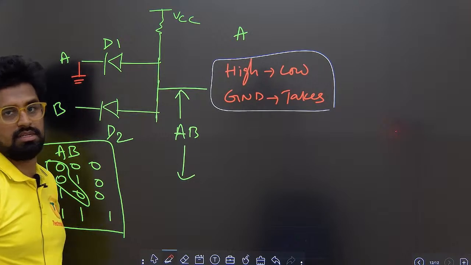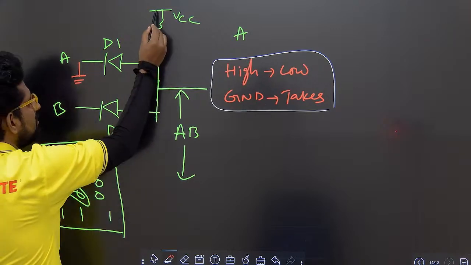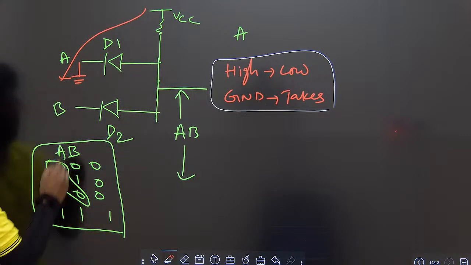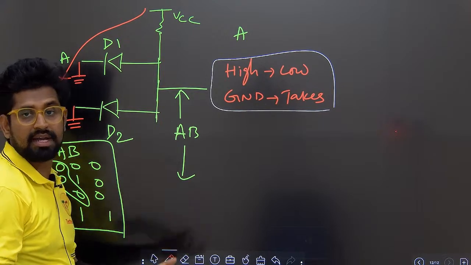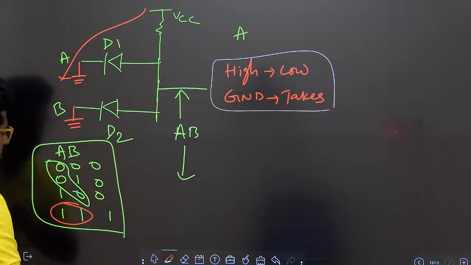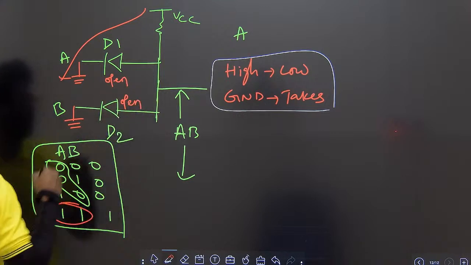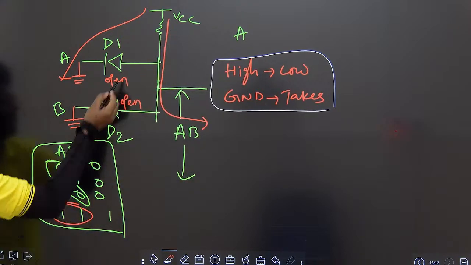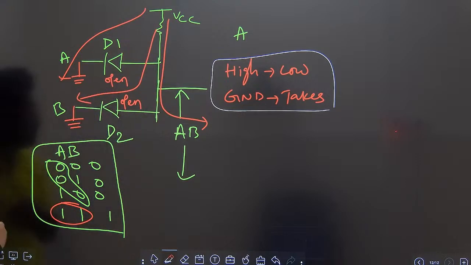Remember these 2 points. Whenever it is grounded, 0, I said that supply flows from high to low. That means supply flows like this. This ground will catch. If it is 0, this ground is going to catch. If both are 0, both grounds are going to take. If both are high, means this is open and this is also open. When both are open, the output will appear here. Okay, because here there is no path to travel, there is no path.